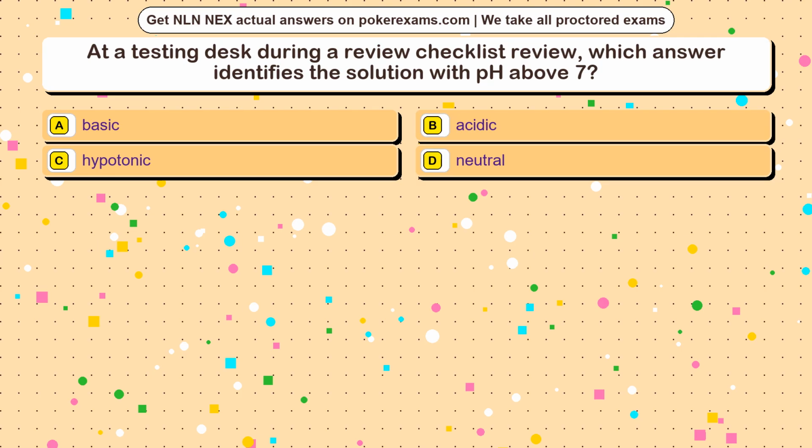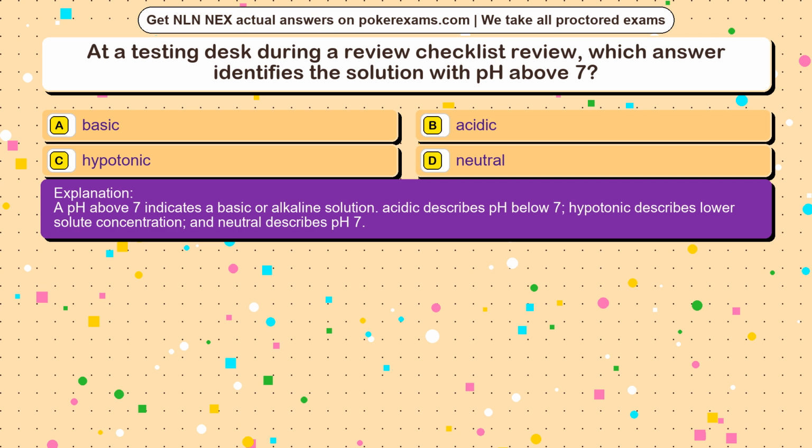The correct answer is option. A pH above 7 indicates a basic or alkaline solution. Acidic describes pH below 7, hypotonic describes lower solute concentration, and neutral describes pH 7.